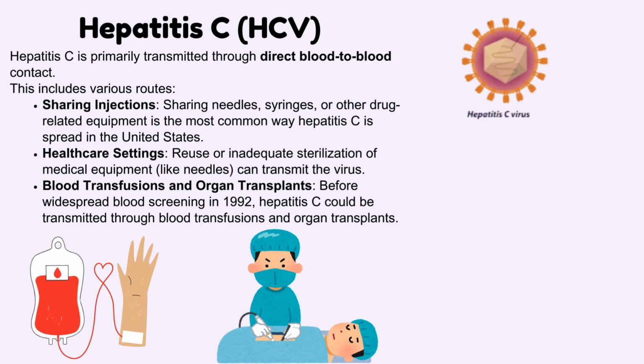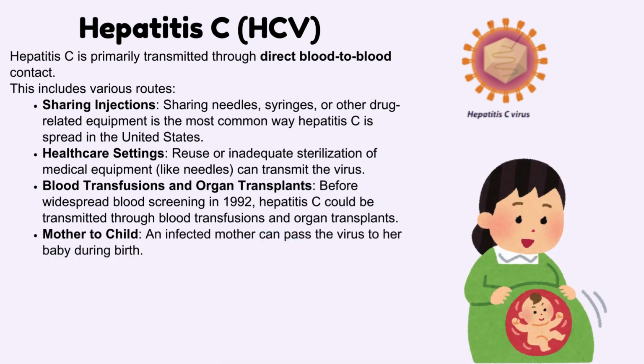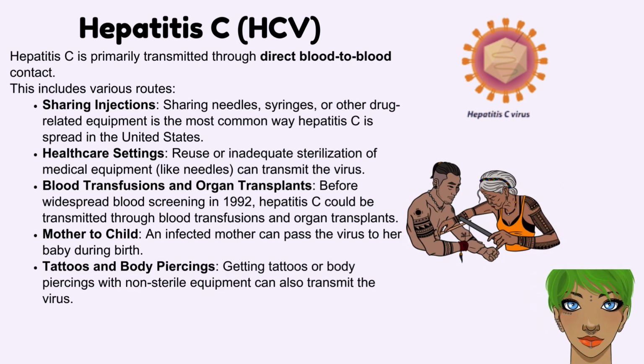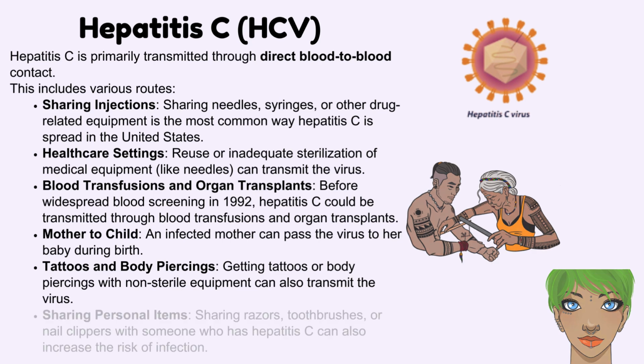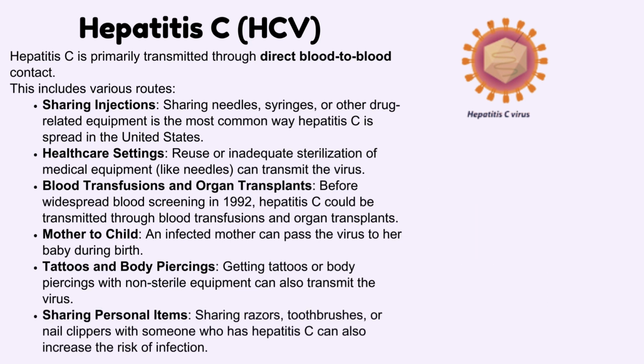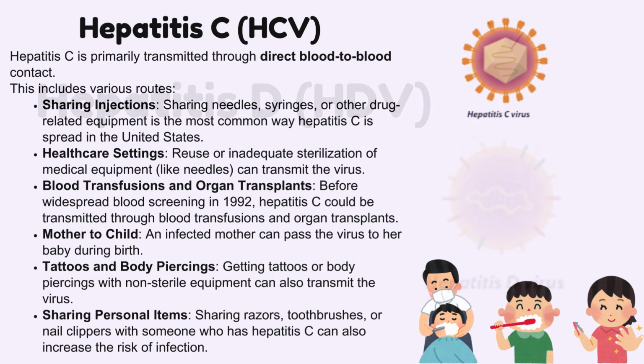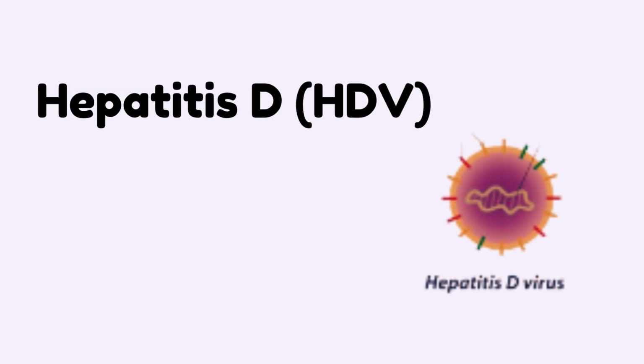Blood transfusions and organ transplants: before widespread blood screening in 1992, hepatitis C could be transmitted through blood transfusions and organ transplants. Mother-to-child: an infected mother can pass the virus to her baby during birth. Tattoos and body piercings: getting tattoos or body piercings with non-sterile equipment can also transmit the virus. Sharing personal items: sharing razors, toothbrushes, or nail clippers with someone who has hepatitis C can also increase the risk of infection.